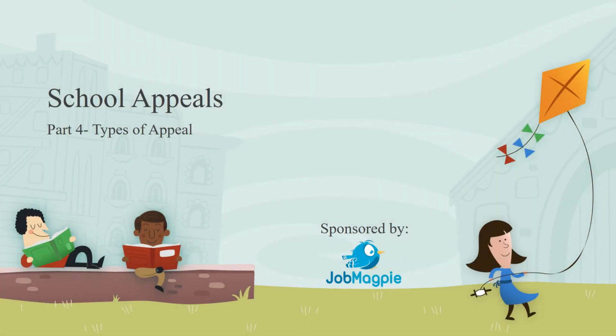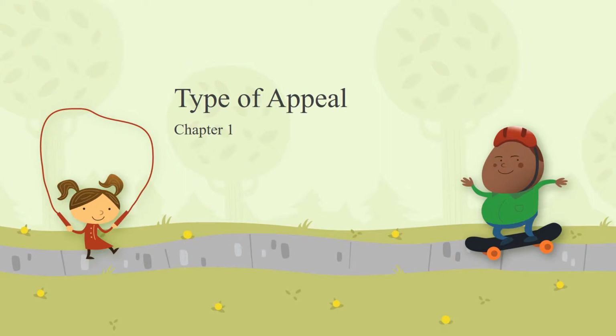In Part 4 of our guides we will look at the different types of appeal and briefly explain the rules for each type. There are two basic types of appeal that we will look at individually. It is important to understand which type your case will be heard under as the process is slightly different. There are also some other variations which we will discuss here. Chapter 1, The Types of Appeal.